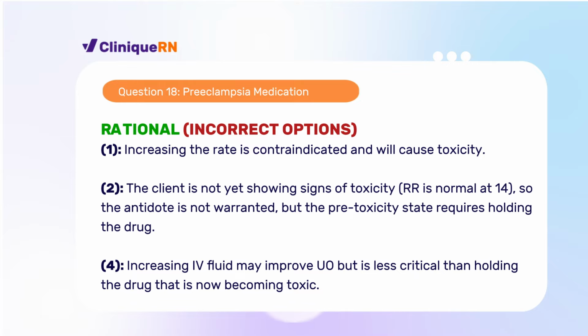Incorrect options. 1. Increasing the rate is contraindicated and will cause toxicity. 2. The client is not yet showing signs of toxicity. RR is normal at 14, so the antidote is not warranted, but the pre-toxicity state requires holding the drug. 4. Increasing IV fluid may improve UO, but is less critical than holding the drug that is now becoming toxic.